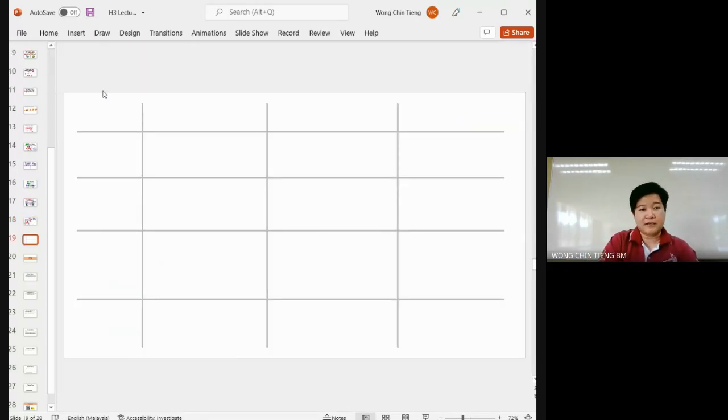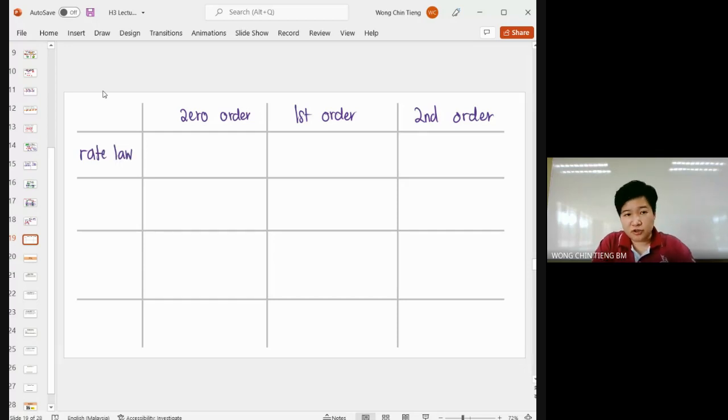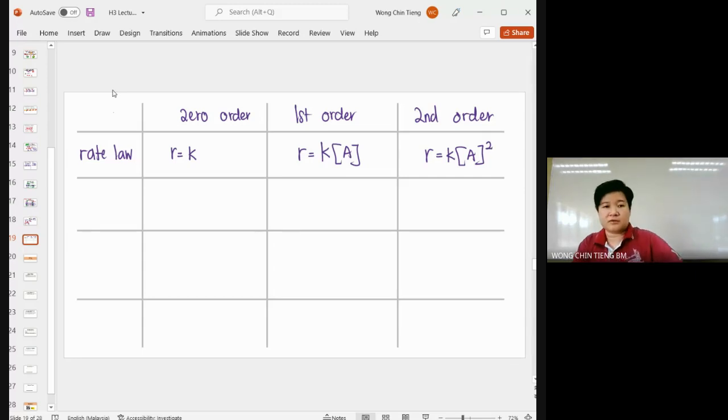Okay, last thing of today, your table. Let's say I have my 0 order, first order, second order of reaction. Pertama, yang kamu kena tahu, rate law. So rate law kat sini, zero order R equals to K concentration A to the power of 0. Siapa yang tak nak tulis to the power of 0, nak tulis R equals to K, boleh, tak ada masalah. First order, R equals to K concentration A to the power of 1. Second order, R equals to K A to the power of 2.